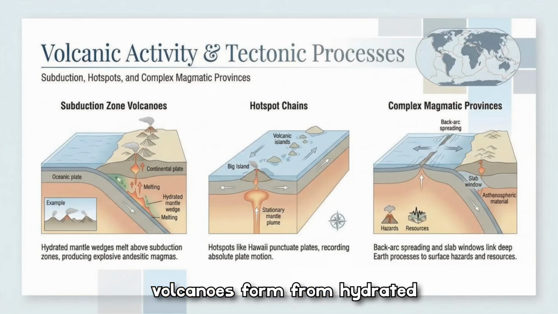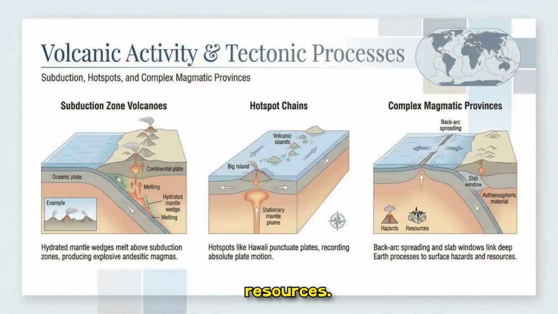Volcanic activity reflects tectonic setting. Subduction zone volcanoes form from hydrated mantle melting and produce explosive and acidic magmas. Hotspots like Hawaii puncture plates with stationary mantle plumes, and complex magmatic provinces arise from back arc spreading or slab windows, linking deep mantle processes to surface hazards and exploitable resources.